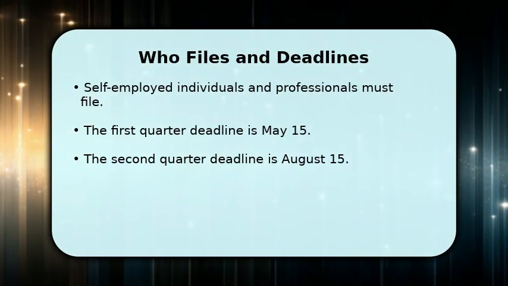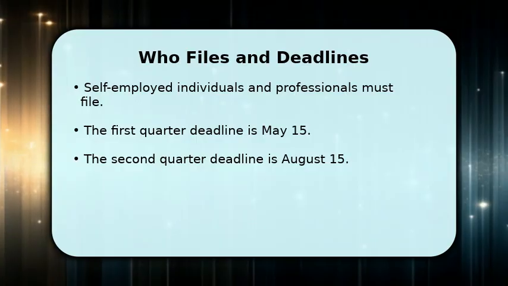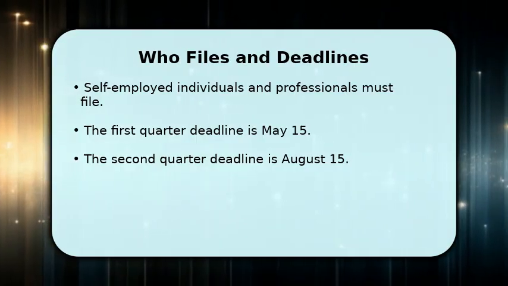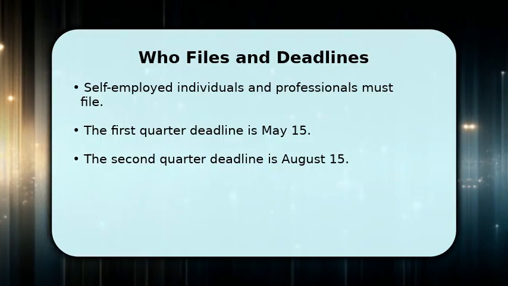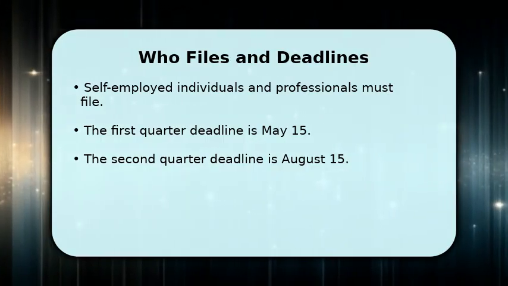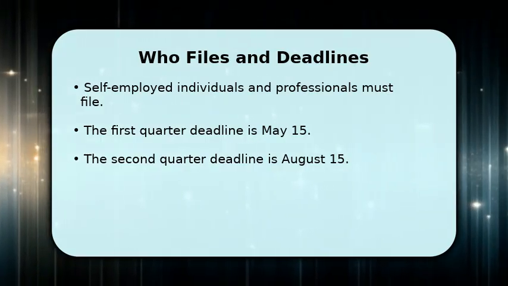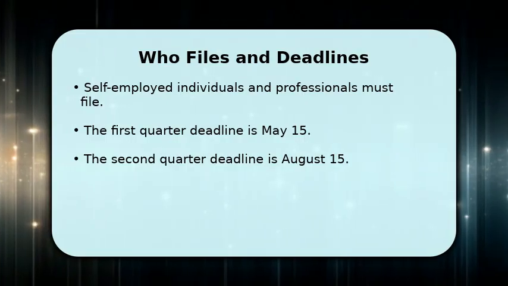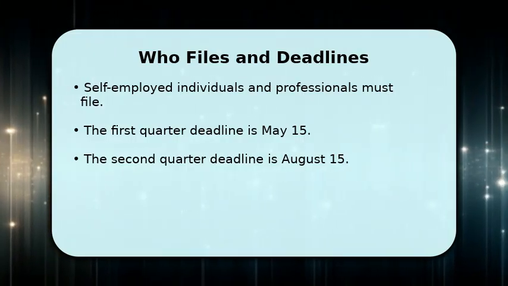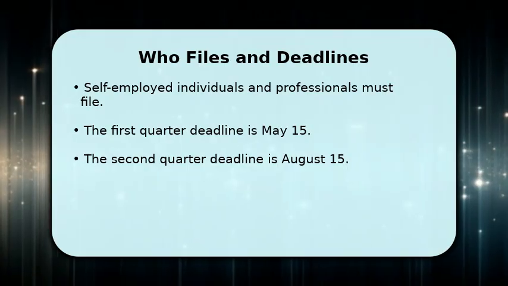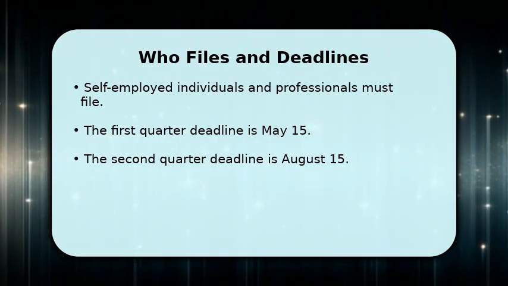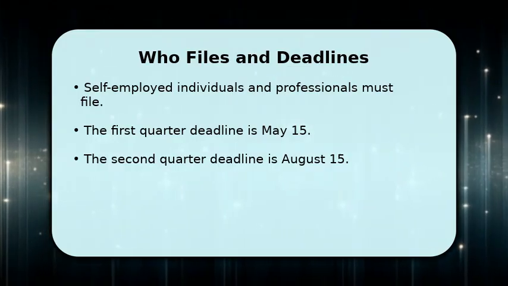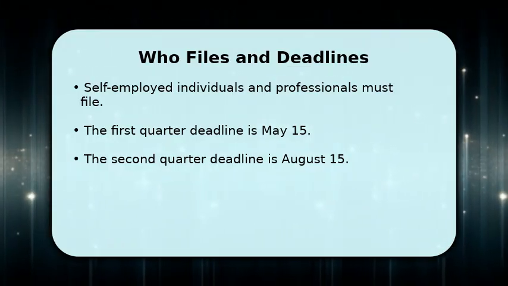If you are a self-employed individual or a professional practitioner, filing Form 1701Q is a requirement. The deadlines are crucial to remember. The first quarter is due by May 15, the second by August 15, and the third by November 15. These quarterly filings help distribute your tax burden, making it more manageable than a single annual payment. Missing these dates can lead to penalties, so mark your calendar.